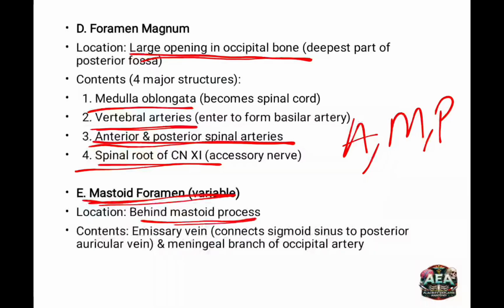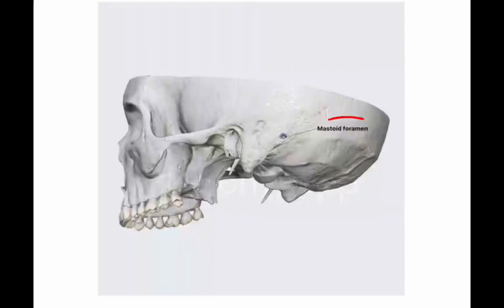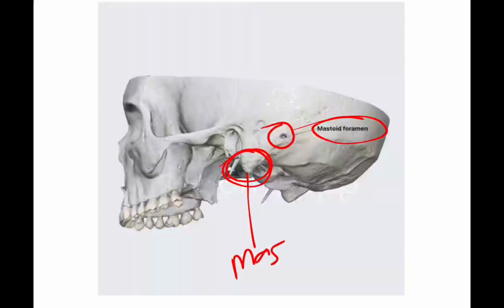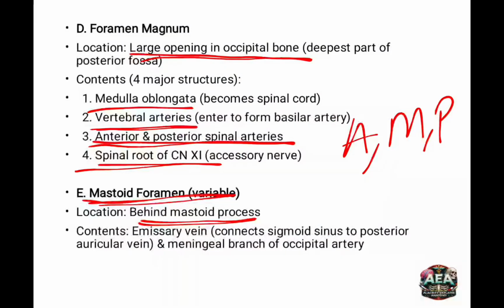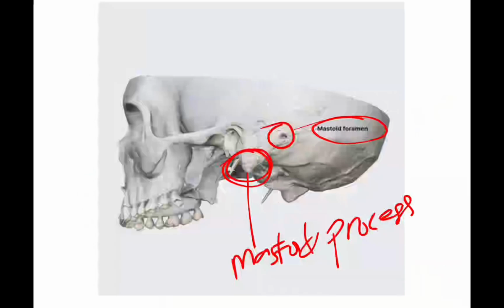It is located behind the mastoid process. If you look at this image, this is the mastoid foramen we have here. This is our mastoid process. So posterior to the mastoid process, we have the mastoid foramen. Its contents: we have the emissary veins, which connect the sigmoid sinus to the posterior auricular vein. We also have the meningeal branch of the occipital artery. The emissary vein and the meningeal branch of the occipital artery pass through the mastoid foramen.